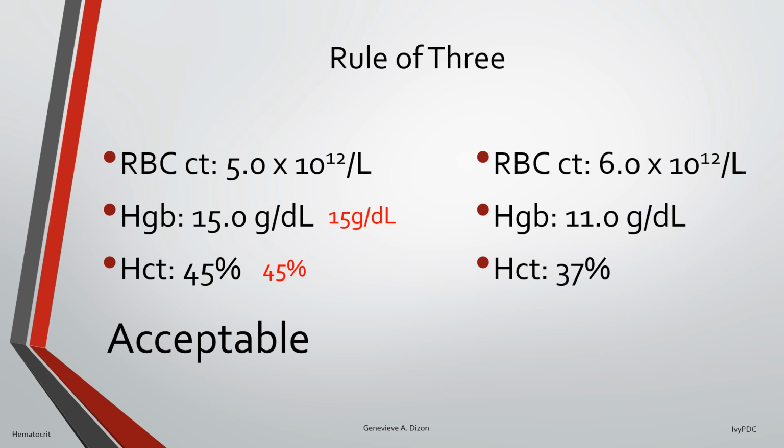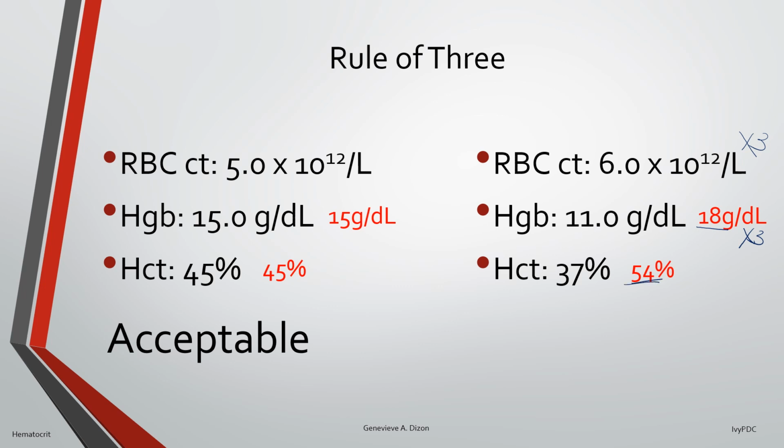Let's try another sample. This is sample number 2. This was also performed using a manual method, and the results are an RBC count of 6, a hemoglobin of 11, and a hematocrit of 37. To check if these are acceptable or not, we use the rule of 3. An RBC count of 6 multiplied by 3, we will get the hemoglobin of 18 grams per deciliter. And if we multiply this again by 3, we should get the hematocrit value of 54.